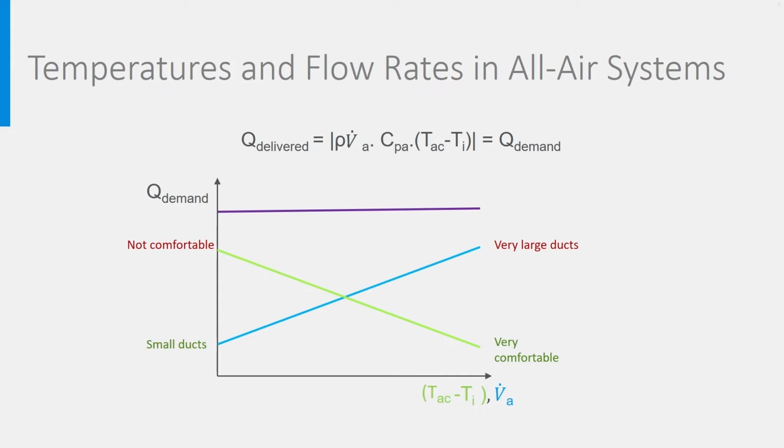Conversely, choosing a high volume flow rate has the disadvantage that very large ducts are needed, but the advantage that TAC will be much closer to the room temperature and therefore that will be much more comfortable. So the final choice will depend on the client and architect preferences.